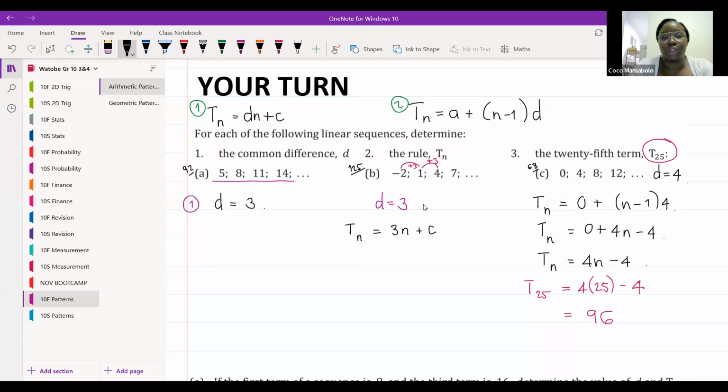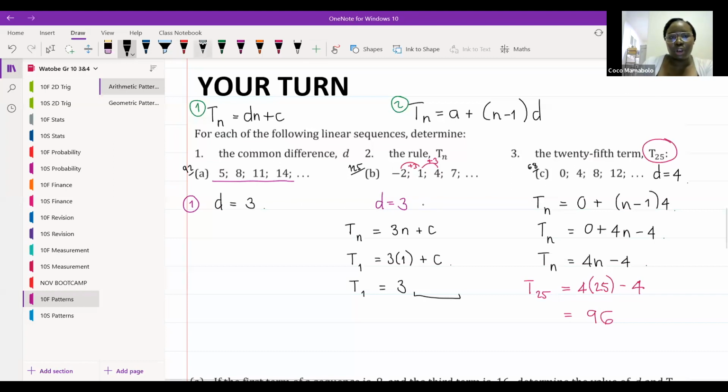Yes, ma'am. Okay, cool. Now, if I had to put T1 in here, Jessica, what are we going to replace this n with? This one over here. The one with a 1, ma'am. Correct. It's going to be 3 bracket 1 close bracket, plus C, correct? So I know that T1 is equal to 3, but I must plus something.